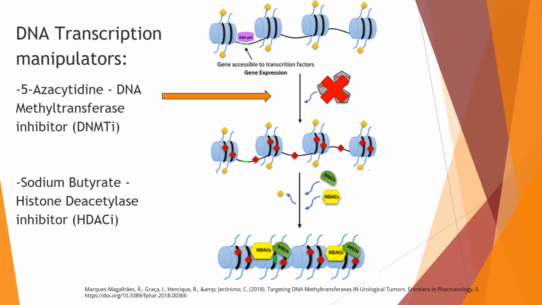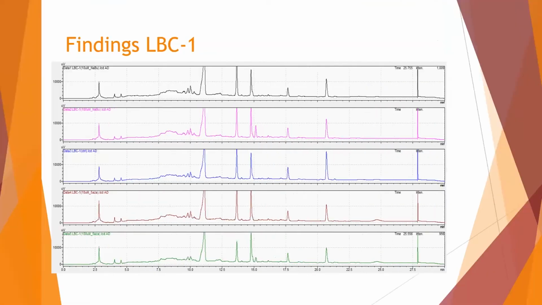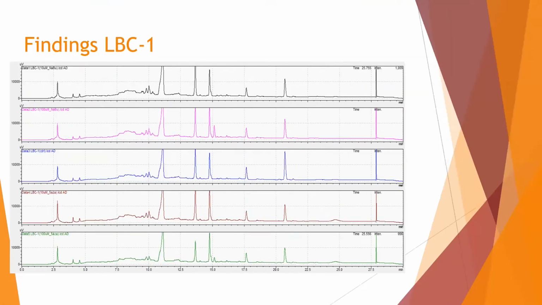So we can use the now open DNA to hopefully make more natural products. Same thing with the sodium butyrate. The sodium butyrate attacks HDAC so that it no longer can be on there, and we continue to try to make new products. So one of my findings, LBC1, which is just one of the species of fungi that we were looking at. So this graph, I know, looks confusing.